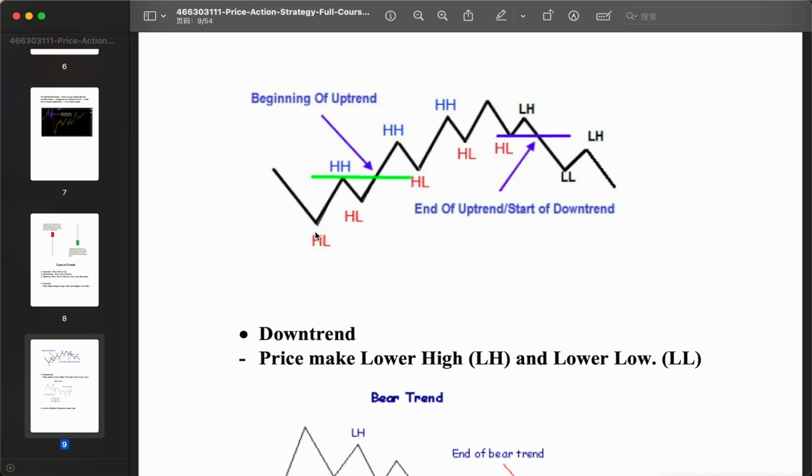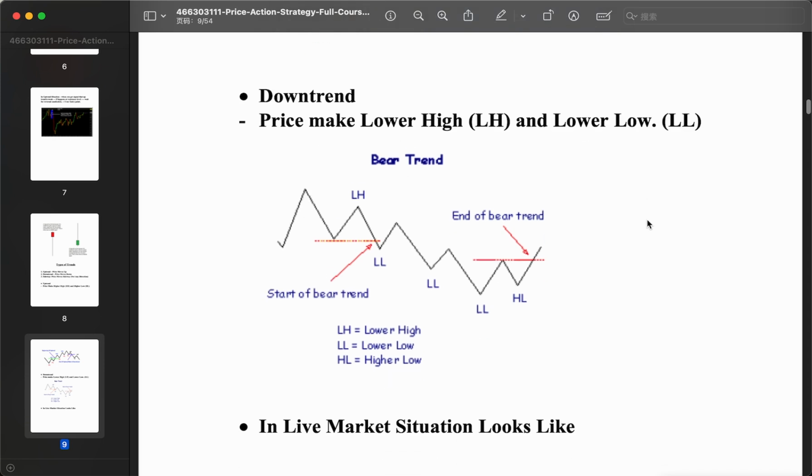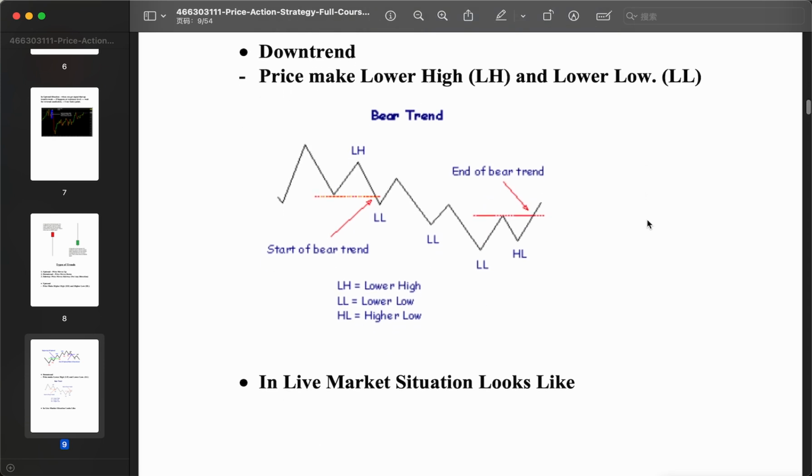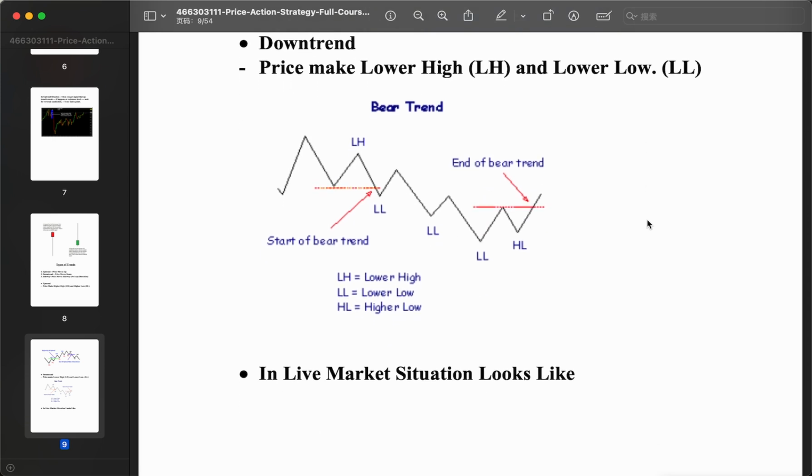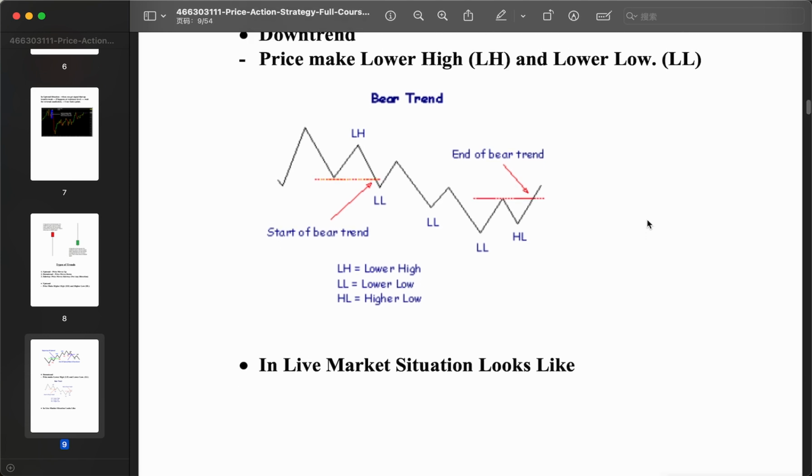Okay, from higher low, higher high, to higher low, higher high, and higher low, higher high, to higher low, and another higher high and higher low, and reverse, and becoming lower high to lower low, and to lower high and lower low. Okay, and in a downtrend, price makes lower high and lower low, LH and LL. You see, this is a bear trend.